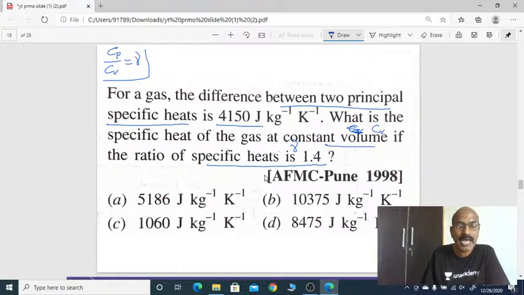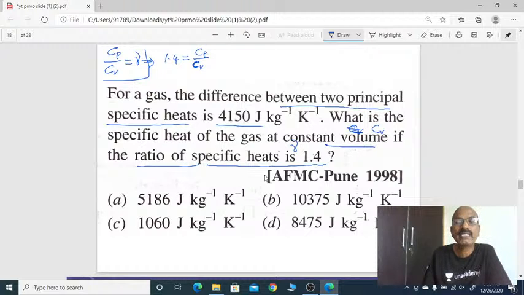We know the Mayer equation. Remember, Cp minus Cv equals R. So here the ratio of specific heats, Cp by Cv, is given as 1.4. Therefore gamma is 1.4, equal to Cp by Cv, the specific heat at constant pressure by the specific heat at constant volume.